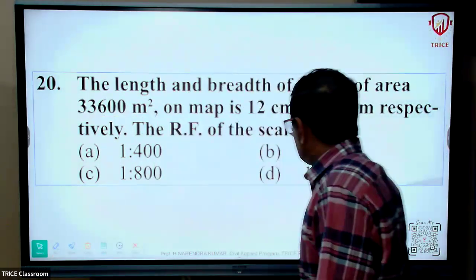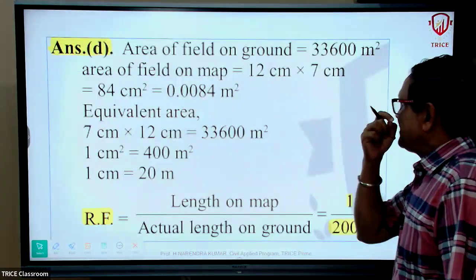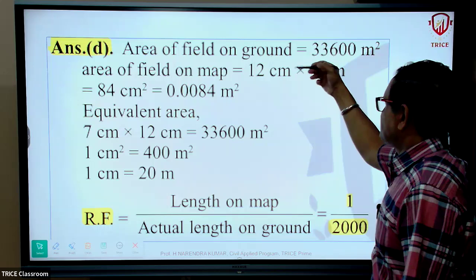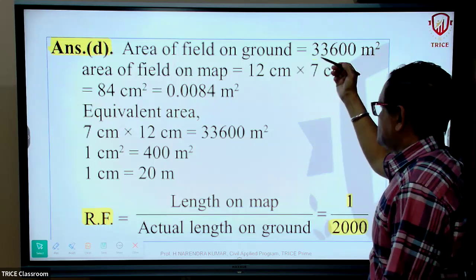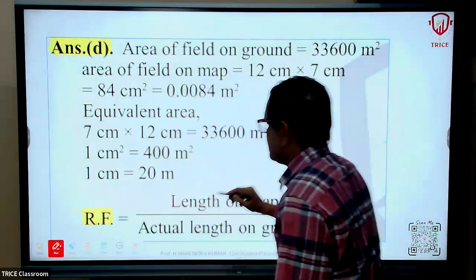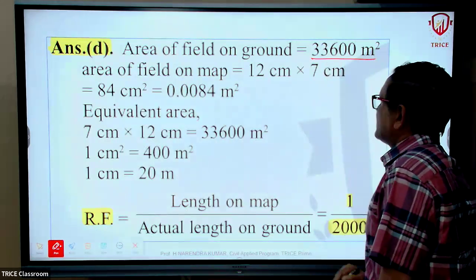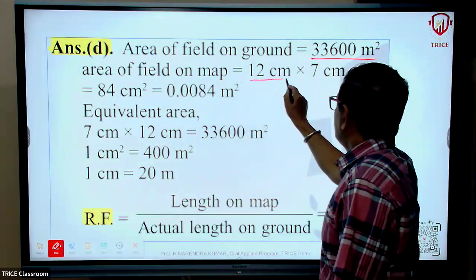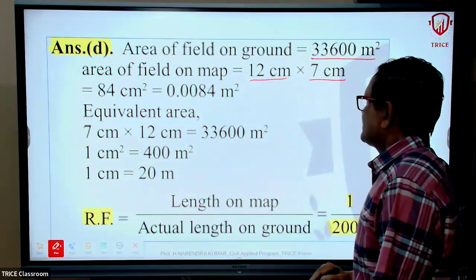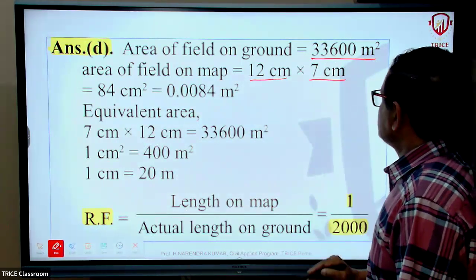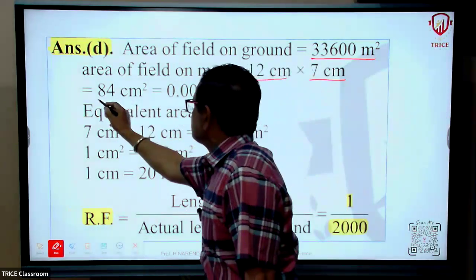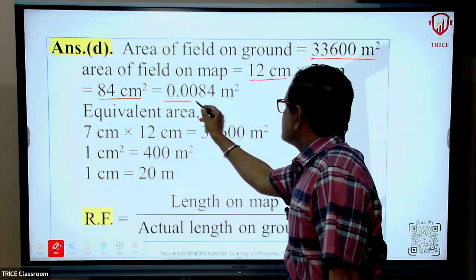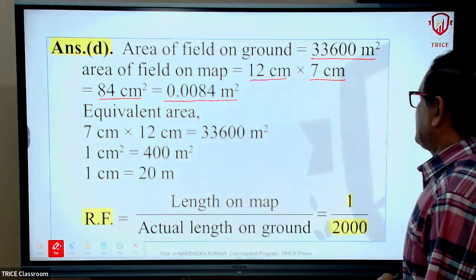So for this also I created a detailed answer. So area of field on ground 33,000. These are the data. First of all, I need to record the data. 33,600 meters square. Area of field on map. It is given 12 centimeter length, 7 centimeter. So if I multiply this, 84 centimeters square. So if I convert it to meter square, it becomes 0.0084 meter square.